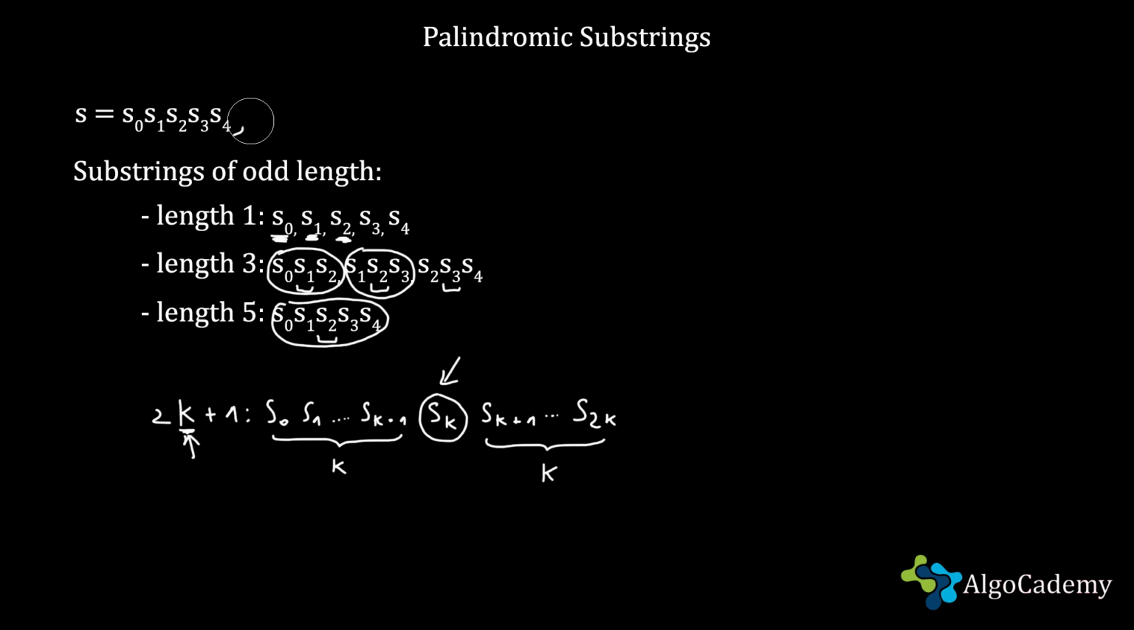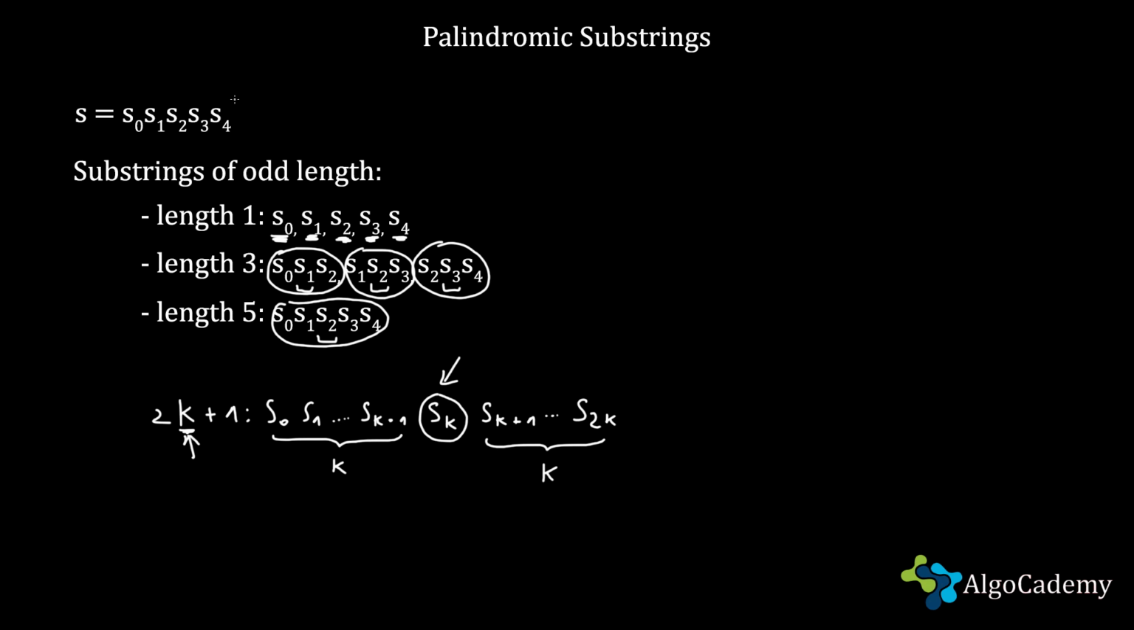Then I'm gonna try out the middle character to be equal to S3. K equals 0. Only the substring S3. Here it is. K equals 1 is gonna be one character to the left, one character to the right, so S2, S3, S4. Here it is. K equals 2 doesn't work because I don't have two characters to the right of S3. And lastly, I'm gonna set the middle character to be S4. K equals 0, I have only the substring S4. K equals 1 doesn't work.